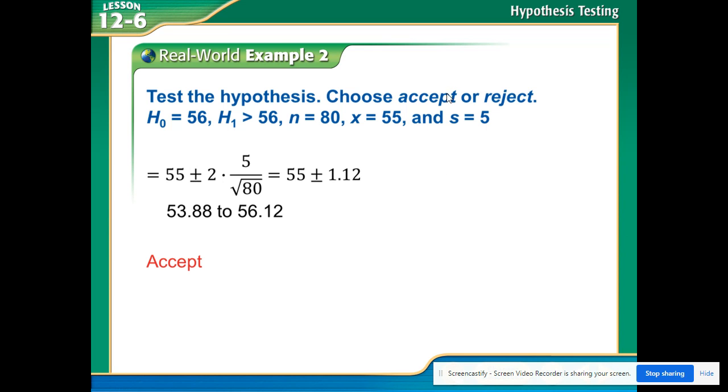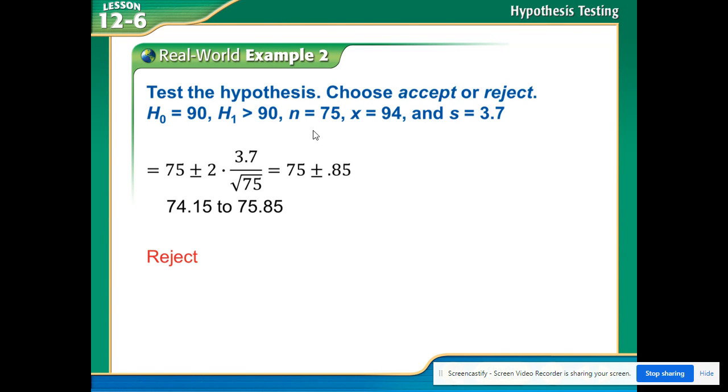All right, so let's try another one. Accept or reject. So here's what we want. We want 56. Again, don't really worry about this one. So n equals 80, x bar is 55, and s is 5. Plugging it in, we get plus or minus 1.12. So add or subtract the 1.12, and our value, that 56, is definitely inside our interval, so we are accepting this.